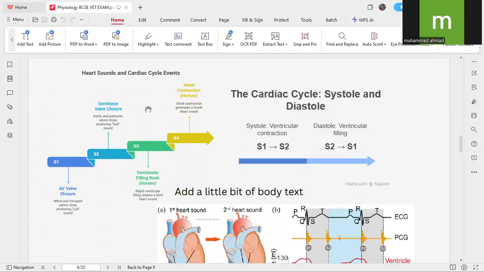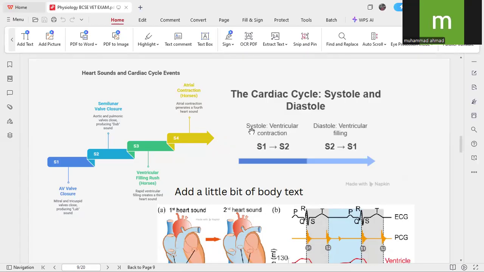Heart sounds and the cardiac cycle. The S1 sound is AV valve closure. The mitral and the tricuspid valves close and produce the lub sound. S2 is the semilunar valves, aortic and pulmonic, closing and producing the dub sound. S3 is ventricular filling, mostly heard in horses. Rapid ventricular filling creates a third heart sound. And S4 in horses: atrial contraction generates a fourth heart sound.